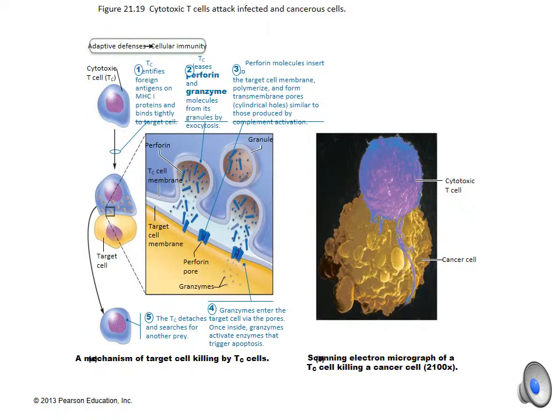The next one is a more detailed view and visual of what's happening in this process. Again, the T cell identifies the foreign antigen on the protein and binds. It releases perforin and granzyme molecules by exocytosis into the cell. The perforin will insert into the cell membrane, polymerize, and create pores in the membrane, through which granzymes will enter, activate their enzymes, and trigger programmed cell death, which is apoptosis, and the cell will lyse and die.